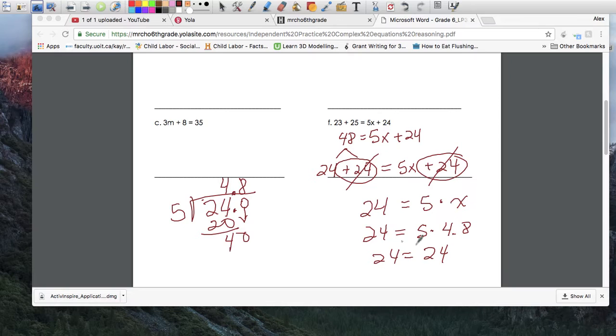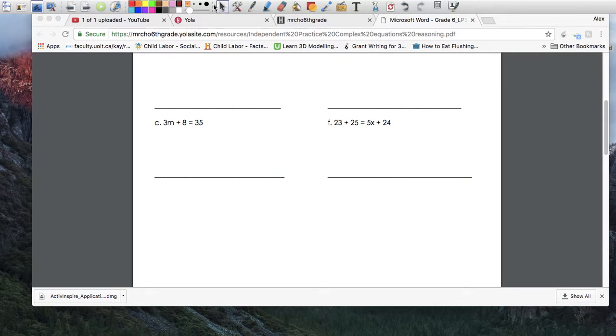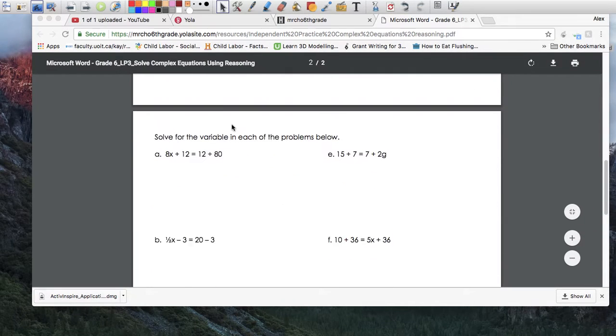The value of x that makes this equation true, x in this case, has to be 4.8. No other value will satisfy that. Okay. Let's see, there's a bit more, I believe, but I'm not going to do them all.